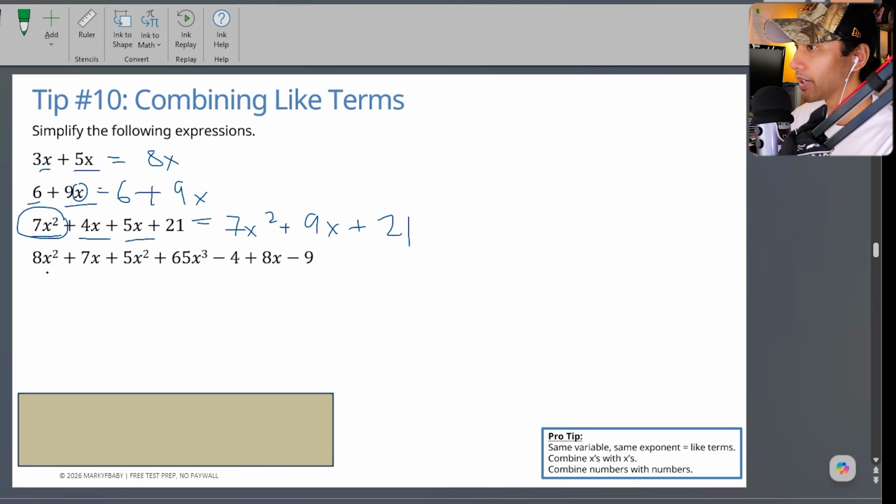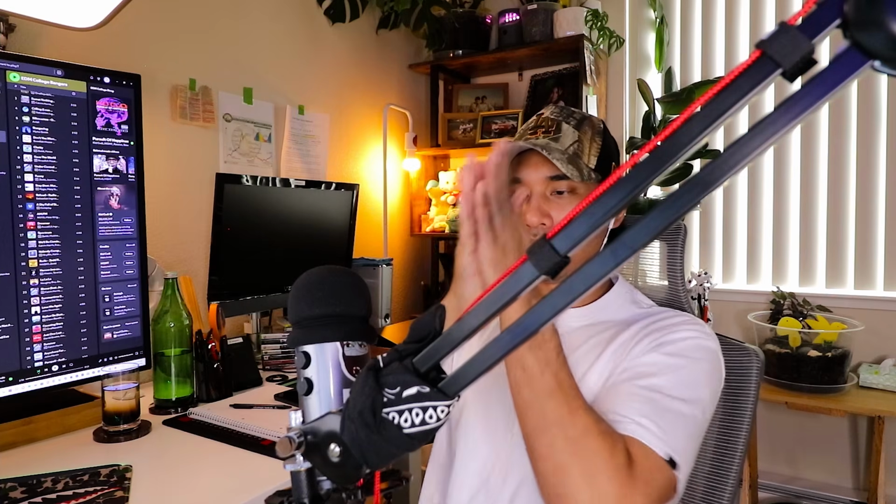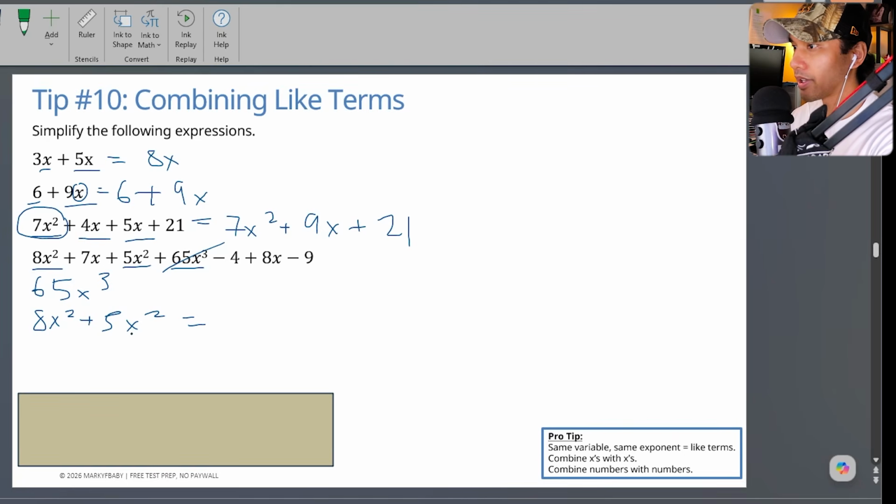Okay? And then over here, I like these problems because what I like to do, and you're going to do this on the test too, is find the term with the highest power. It's this one right here. So I'm going to write 65x cubed, and there's nothing else with it, so I move on to the next term, 5x squared and 8x squared, and I'm just going to cross that out. And so I write 8x squared plus 5x squared, and this equals 13x squared.